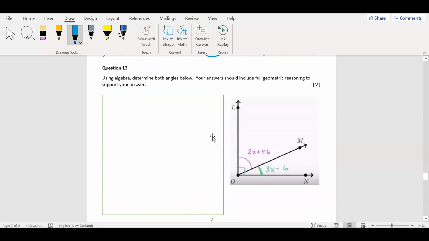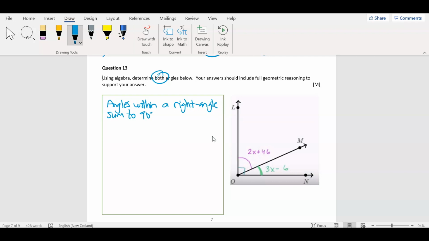Let's move on. We're now on to 13. Very specifically, this does say using algebra, determine both angles, and the key thing is both. Your answer should include full geometric reasoning. So I'm going to start off with my reasoning. It's nice and simple. Angles within a right angle sum to 90 degrees. So that's nice and easy.